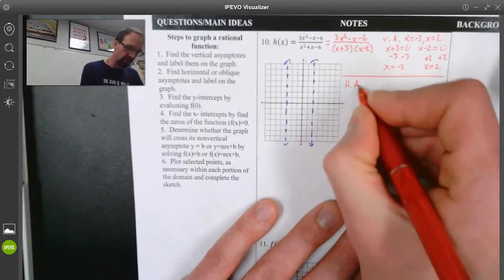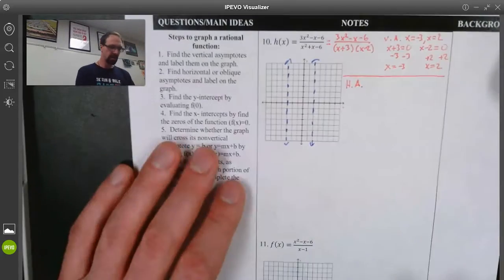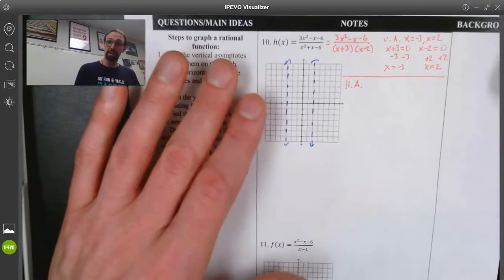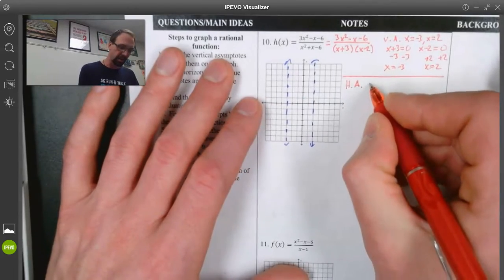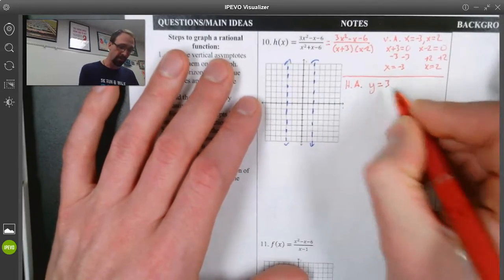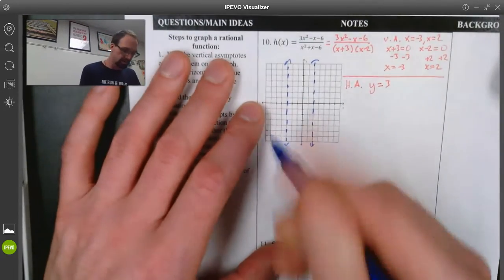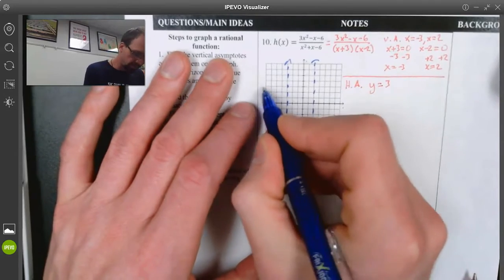My horizontal asymptote, so I look at the degree. My numerator and denominator are both the same degree, so I just simplify the leading coefficients, and I get y equals 3 as my horizontal asymptote.